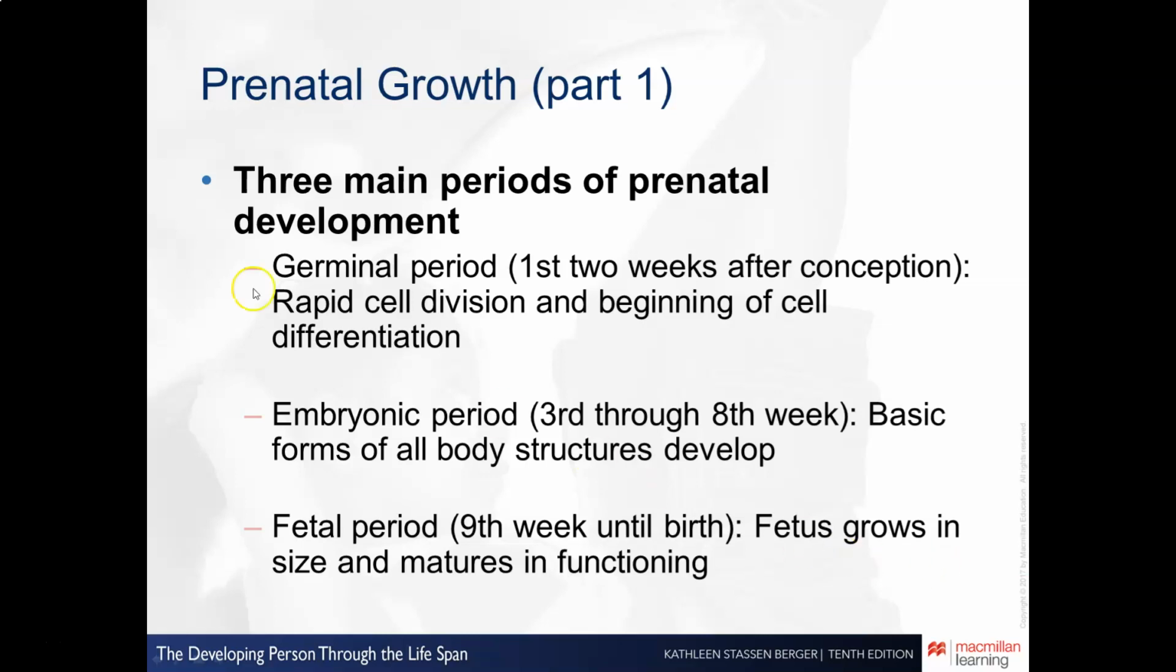There's what's called the germinal period. That's usually the first 2 weeks after conception. Usually, there's rapid cell division, beginning of cell differentiation, etc. There's also the embryonic period. That's the 3rd through the 8th week, and that's when the basic forms of all the body structures begin to develop. And finally, there is the fetal period. That's the 9th week until birth, and that's when the fetus grows in size and matures in functioning.